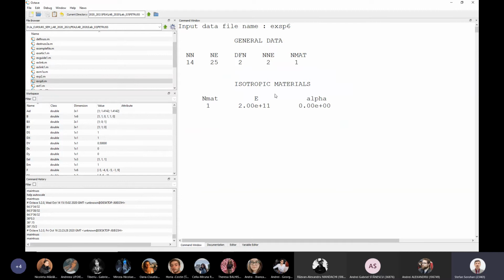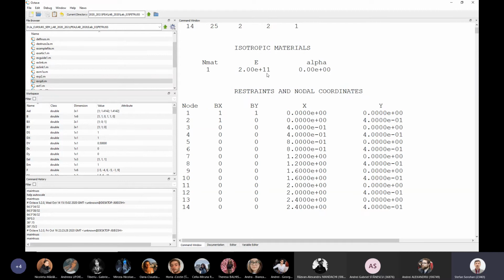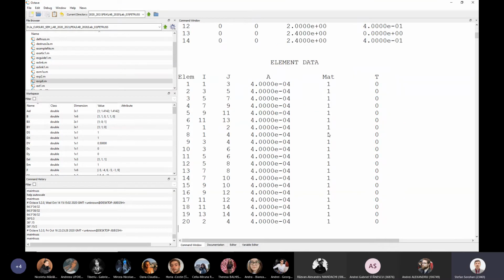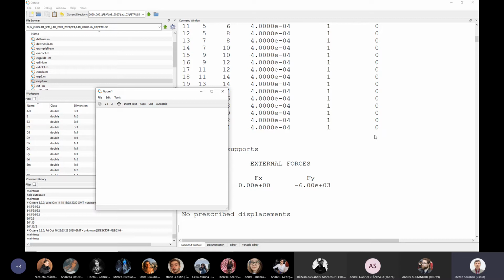Now the Young's modulus is the real one, and as you can observe here, the units are meter and Newton, because here Young's modulus is at power 11. These x and y coordinates are in meters, small numbers here. The cross-section area is in square meters. No temperature load for this problem. And this is a similar one to what I drew at the beginning of the course. So this point here is simply supported.